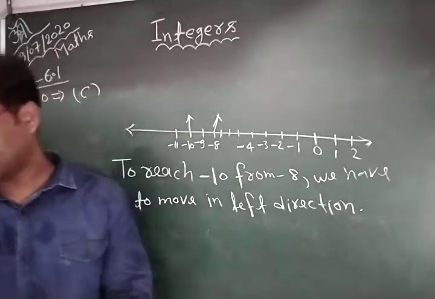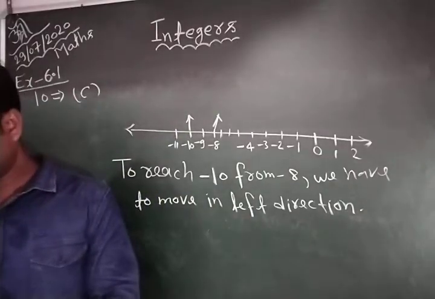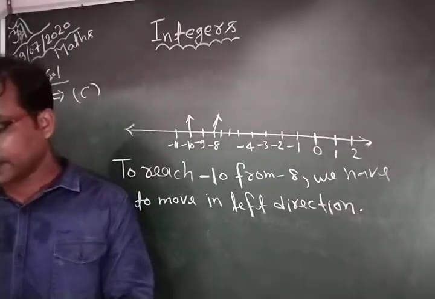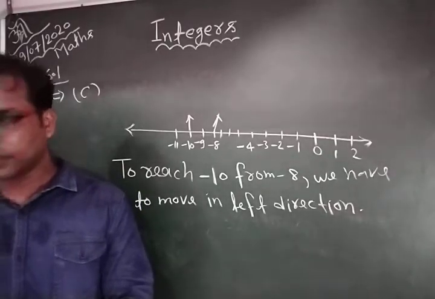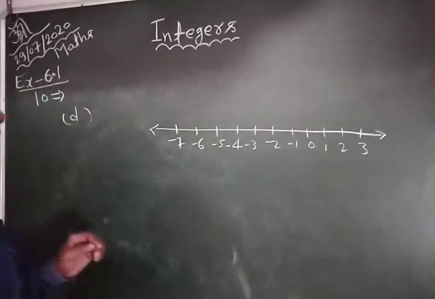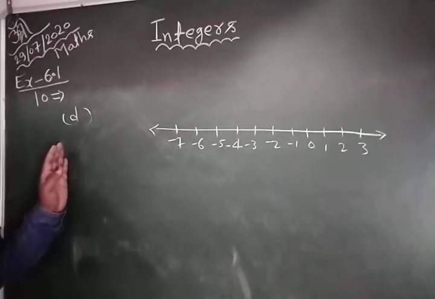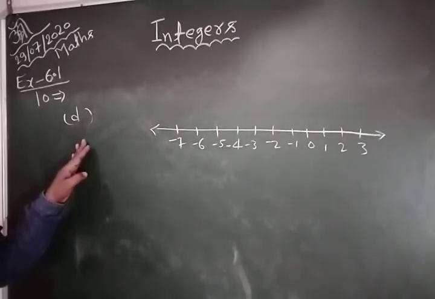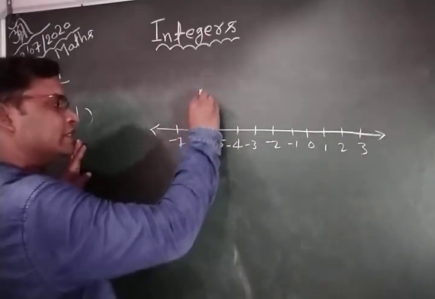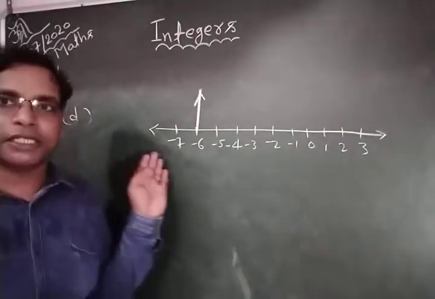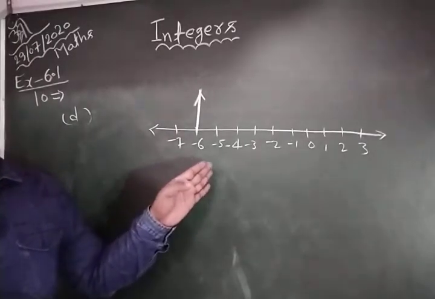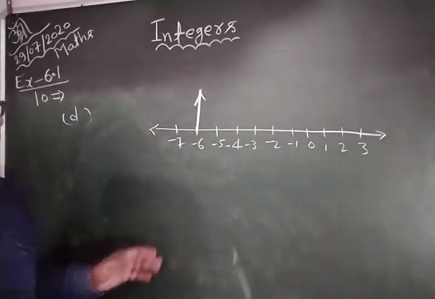Okay, the next part of this question is: if you are at -6 on the number line, in which direction should you move to reach -1? This is part D of question number 10. If we are at -6, where is our position? Our position is -6 here. On the number line, in which direction should we move to reach -1?